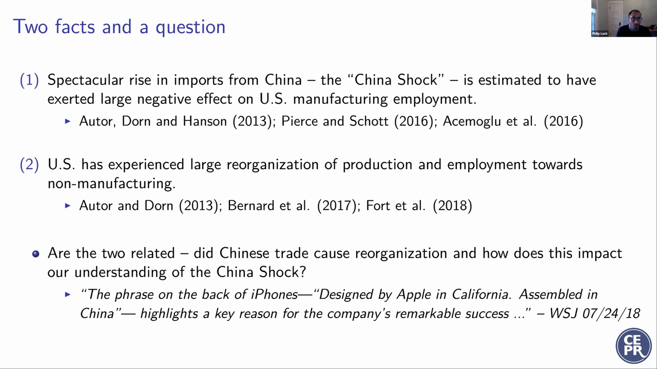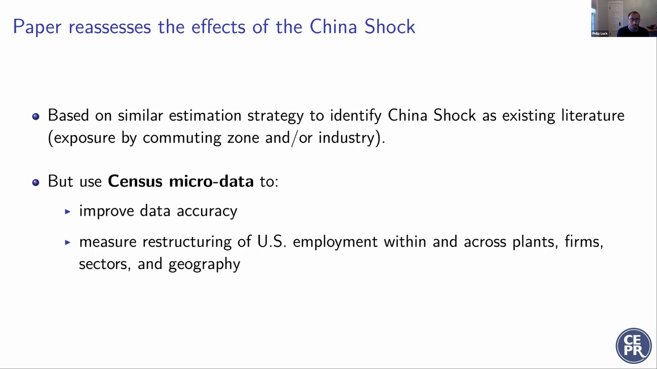So how are we going to do this, and in what way is this going to be different from what's been done in the literature? Our basic measure of exposure to the China shock is going to be very similar to the literature, in an effort to more directly compare our findings. What we bring to bear is census microdata, establishment and firm level data, which allows us to link activities over time and across establishments and firms, as well as across firm characteristics, including geography, sector, trade status, and so on.